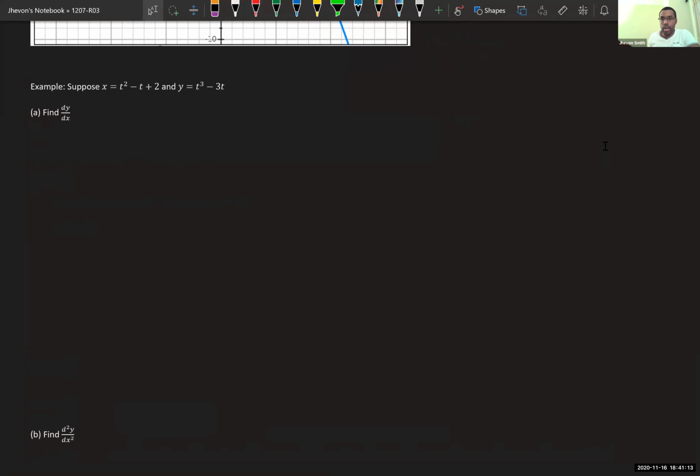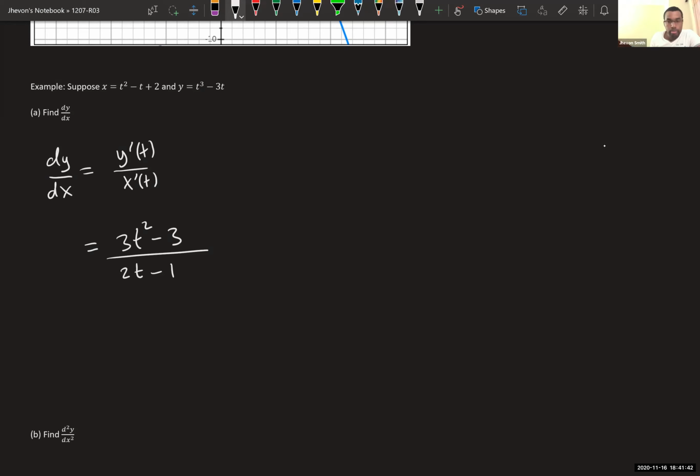So I want to find dy/dx. This is the first derivative of this parametric curve. I'm just going to remember the formula and write it down every time so that I remember it eventually. dy/dx just means y prime of t over x prime of t. So I'm going to differentiate my y function, which gives 3t squared minus 3, divided by the derivative of the x function, which is 2t minus 1. And that's it. This is my dy/dx in terms of t.